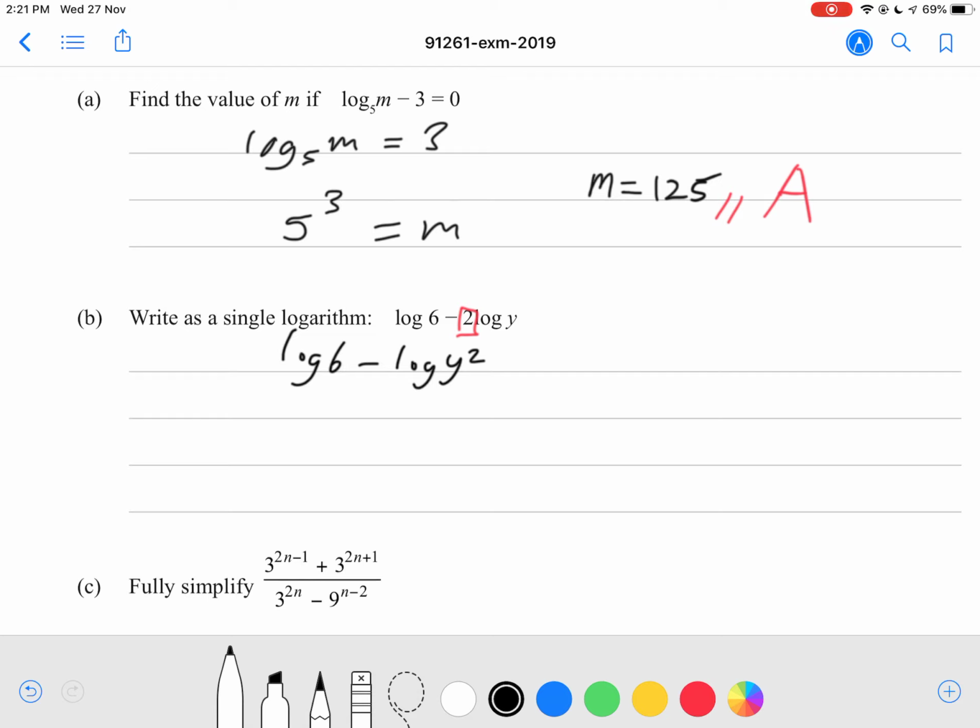Now you can apply a log rule. When you minus logs, you can divide. So it's log of 6 over y squared, basically. And that should be another achieved mark here.